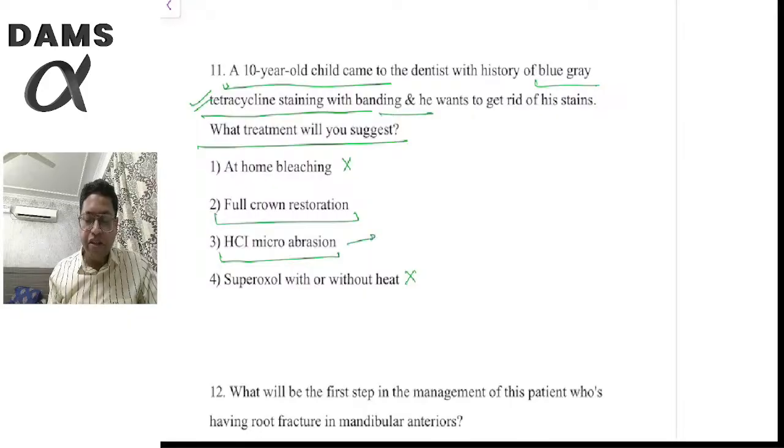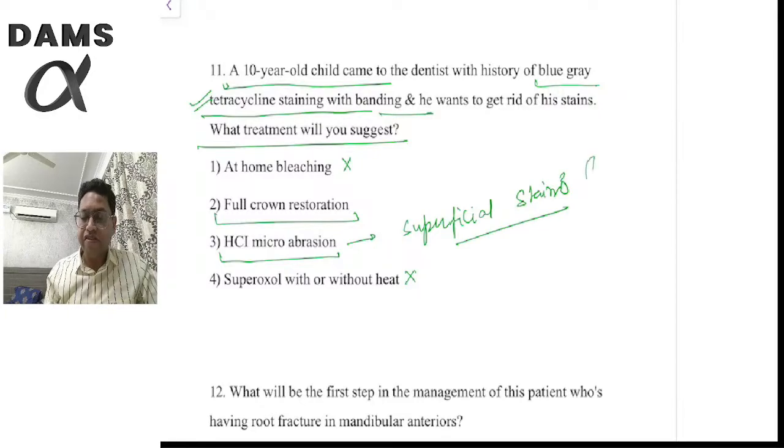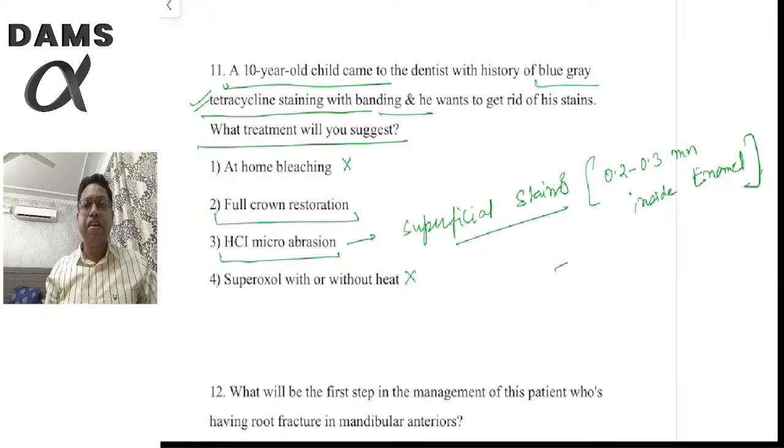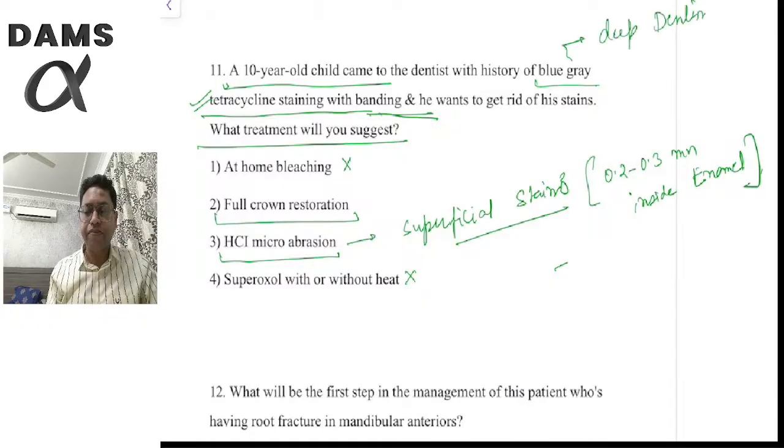What is microabrasion? It is used for superficial stains. Superficial means stains that are 0.2 to 0.3 millimeter inside the enamel. Here, there are blue-gray tetracycline stains with banding patterns, so definitely they are deep dentinal stains.